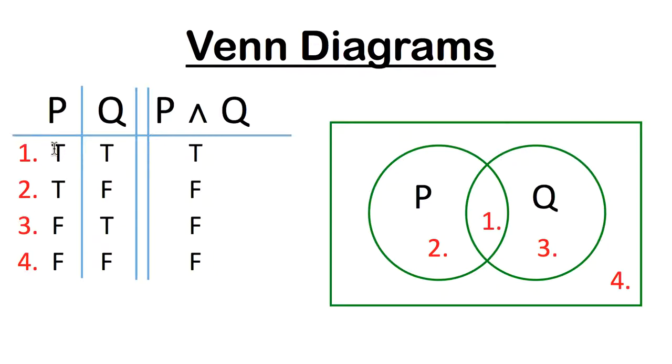Row 1 is where both of the atomic sentences are true, so that corresponds to the region in the middle, the intersection of P and Q. Row 2 is where you're just in the circle P because only P is true, so that would be this half moon shape over here. Region 3 would be this moon shape over here with Q, and finally region 4 would be the empty space at which you're outside both of the circles.